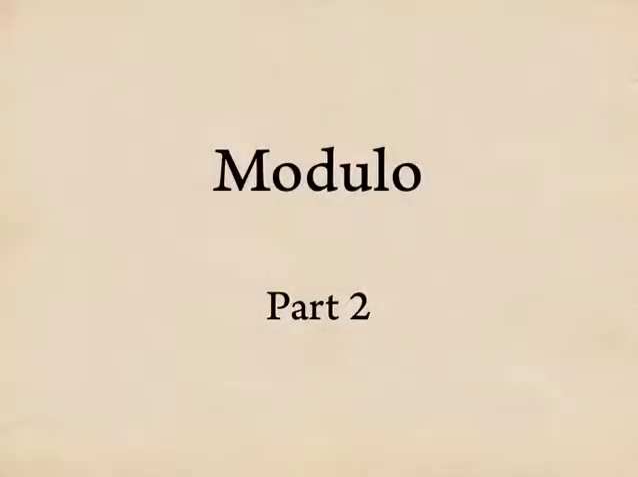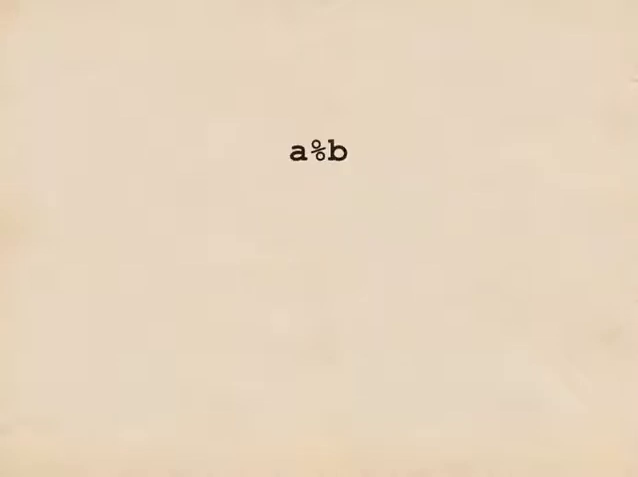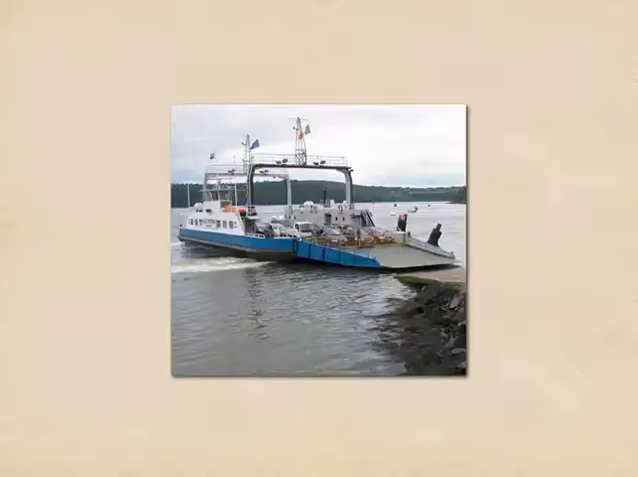In part 1, we learned about the modulo, or mod, operator. The result of A mod B is what's left over when we remove B from A as many times as possible. Let's take a look at a couple of places where we could use this kind of ability in everyday life. Suppose that you run a car ferry.